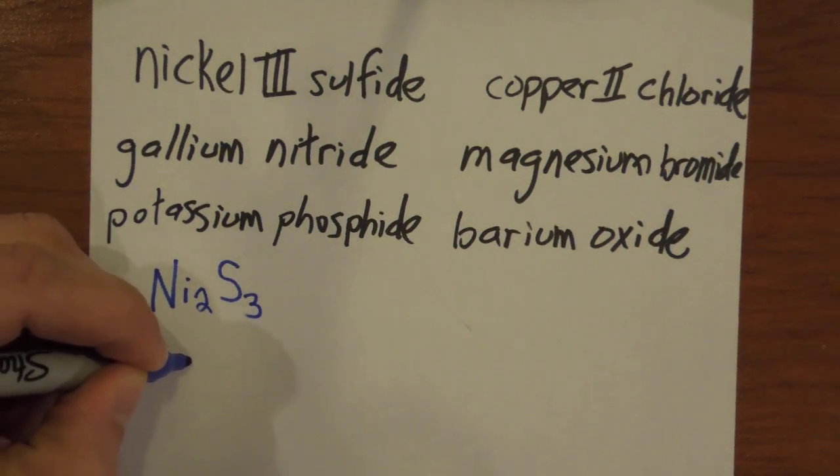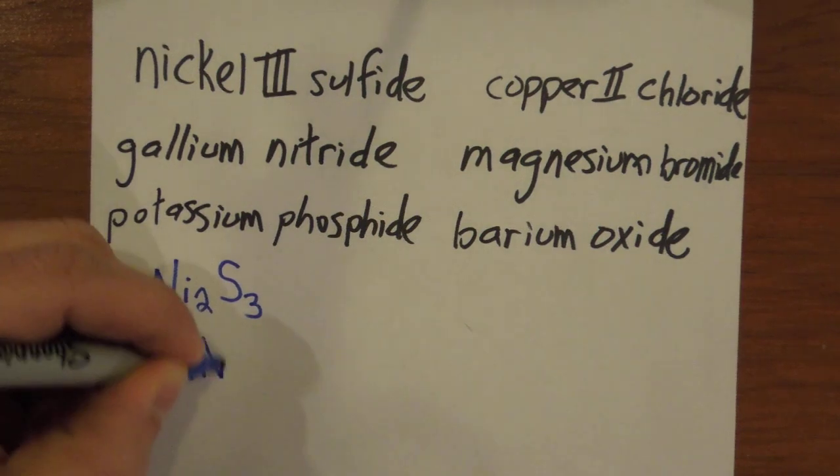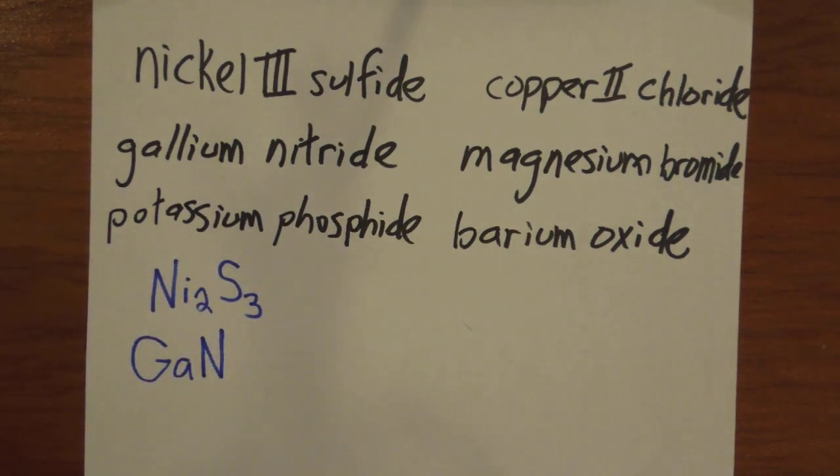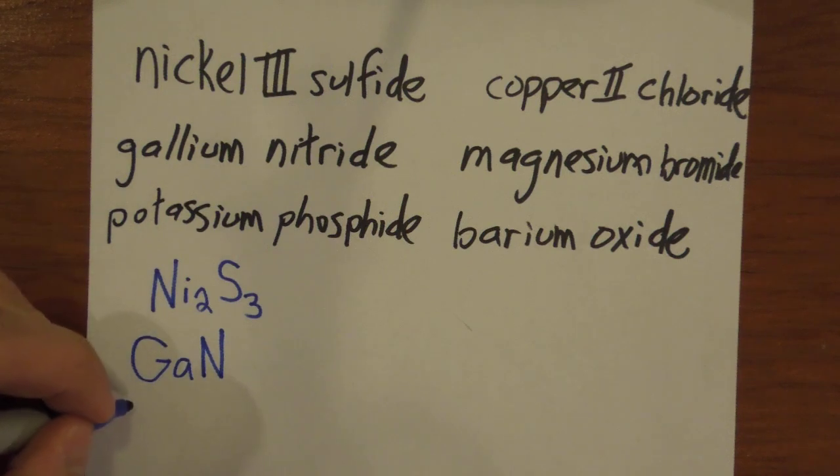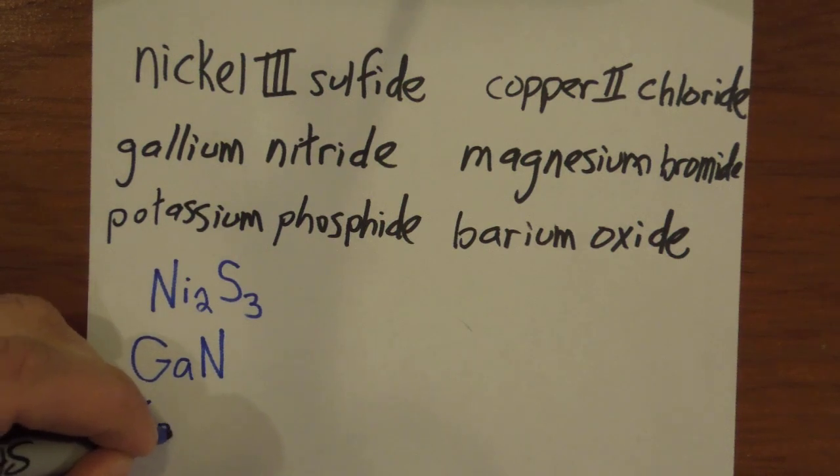And then we have our friend gallium nitride, which is a weird one because it doesn't end up having any visible subscripts, and it just looks like a weird word, GaN. There it is, gallium nitride. Potassium phosphide comes to be K3P.